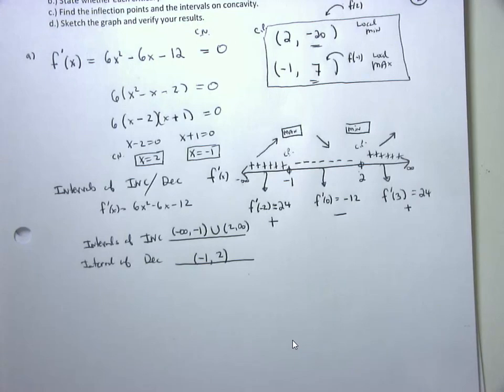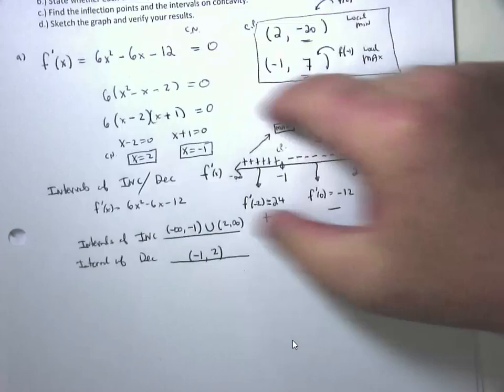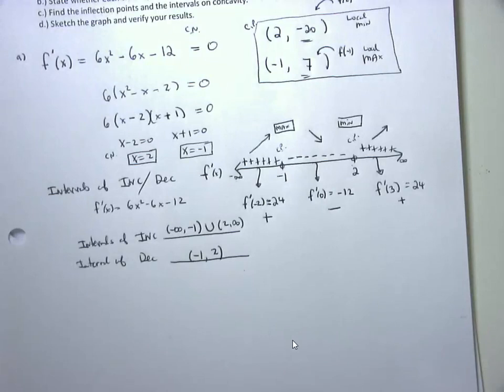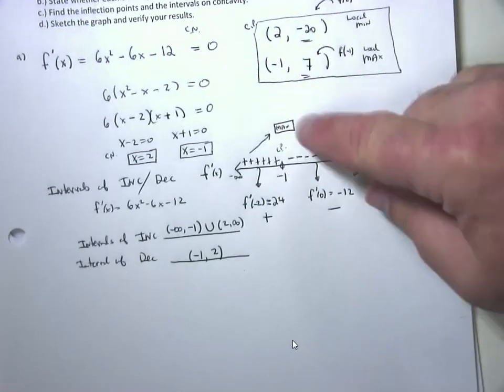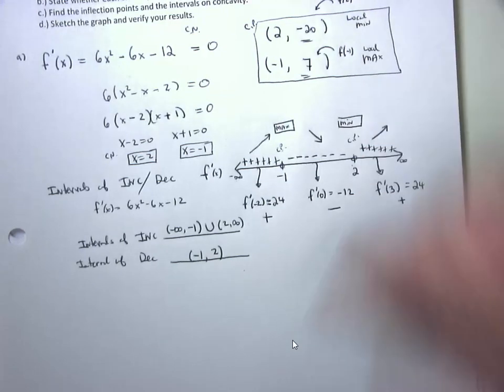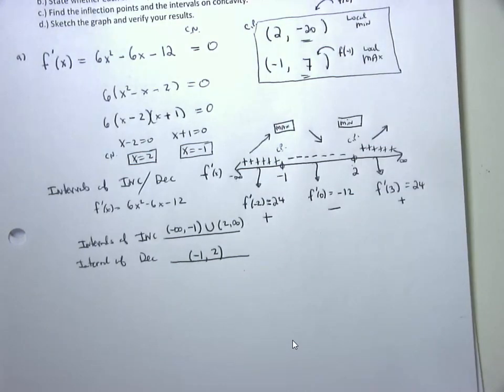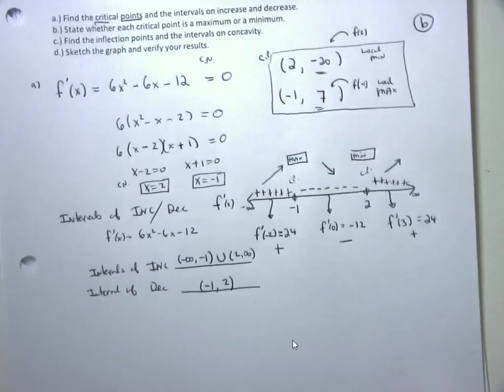Identify the kind of critical points, and you do that right off of the number line, looking at the increase and decrease. You go up, come back down, that's maximum. You go down, hit bottom, and go back up again, that's minimum. Questions? Part C.